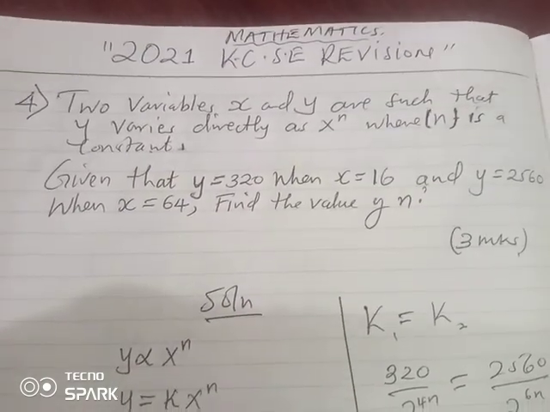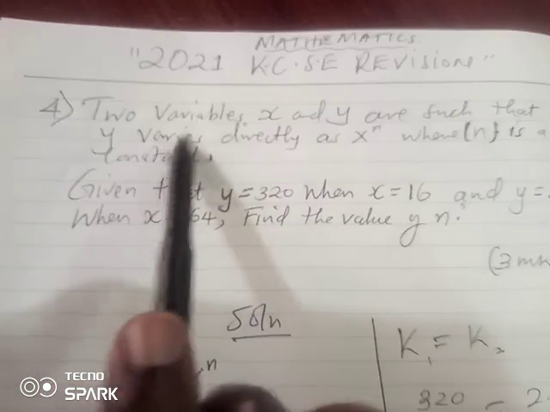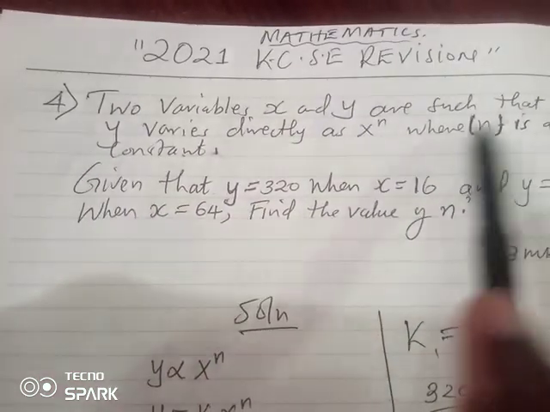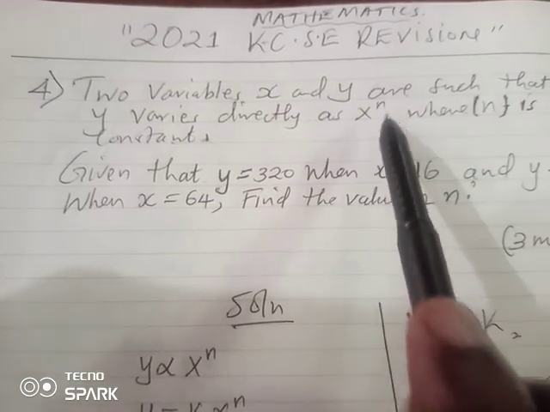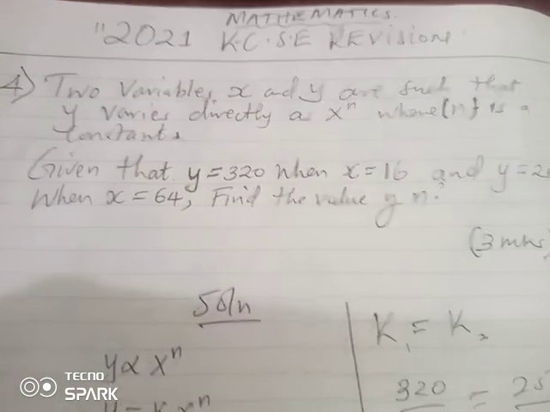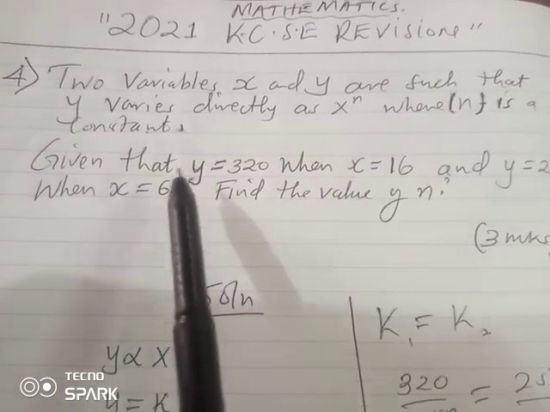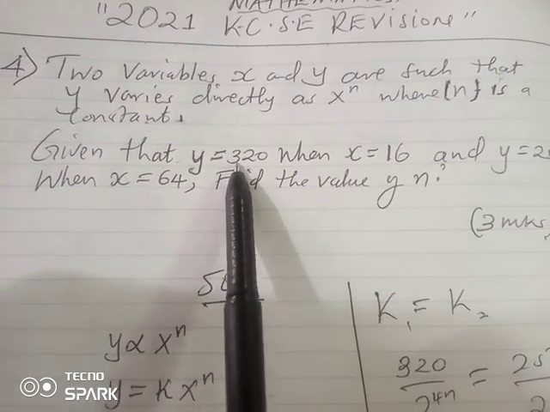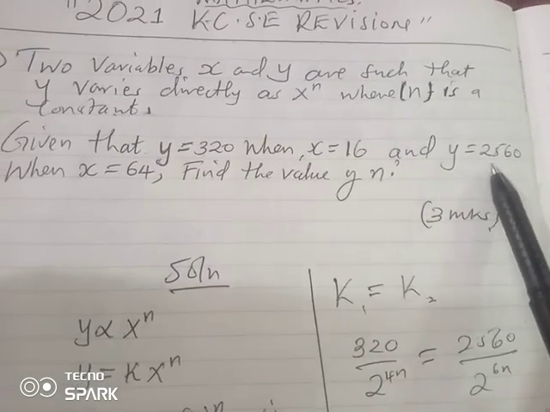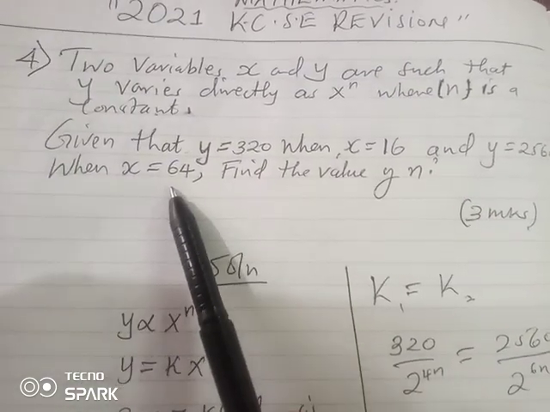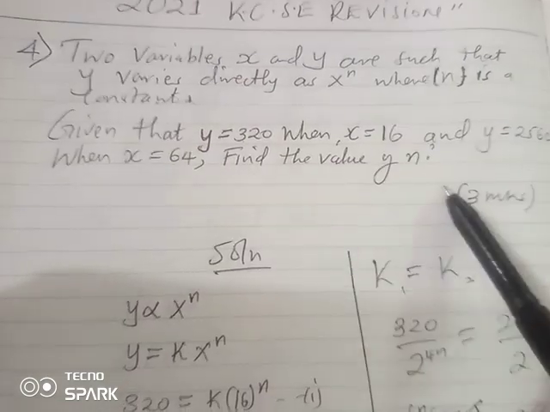Just to go through very briefly, I said, given that two variables, x and y, are such that y varies directly as x power n, where n is a constant, we have been given values of y, that is 320 when x is 16, and again y, 2560 when x is 64. So we are told to get the value of n.